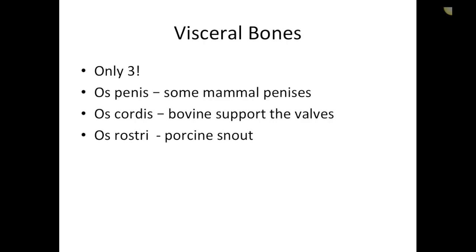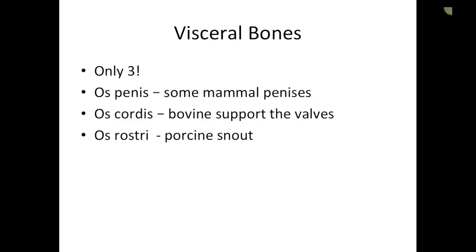The os cordis is a bovine bone that's within their heart. Certain types of bovine breeds have the os cordis in their heart to support the valves, and the os rostri is in some pig snouts to support the snout during that rooting behavior, so while they're searching for things in leaves, turning up ground, etc.